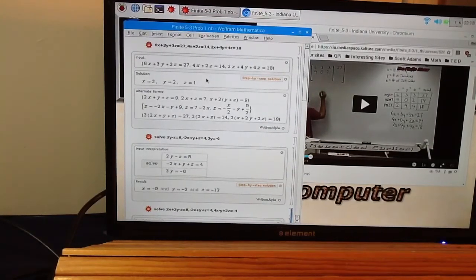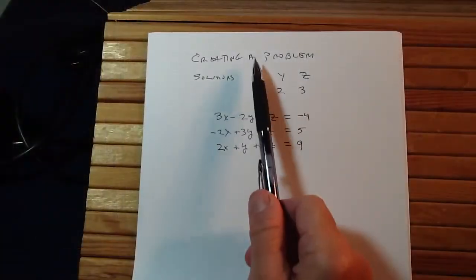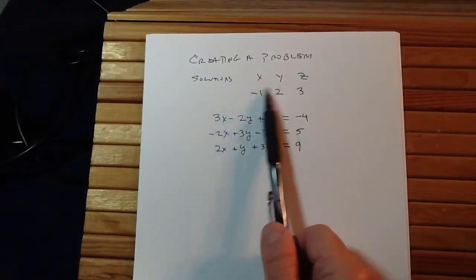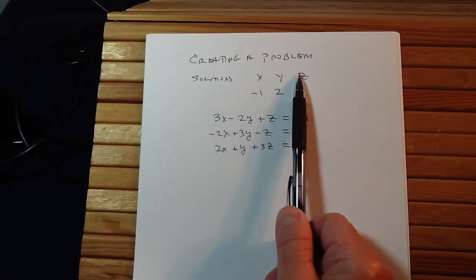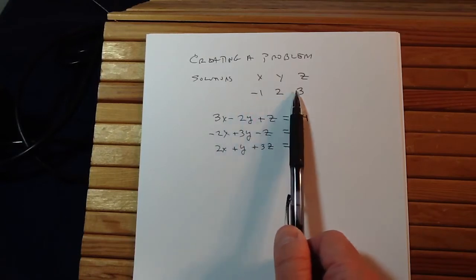And now one last thing I want to show you, and that is how problems can be easily created. Let me show you how these problems tend to be created to have simple solutions. Let's say you want to make up a problem and you want the solution for x, y, and z to be minus 1, 2, and 3.